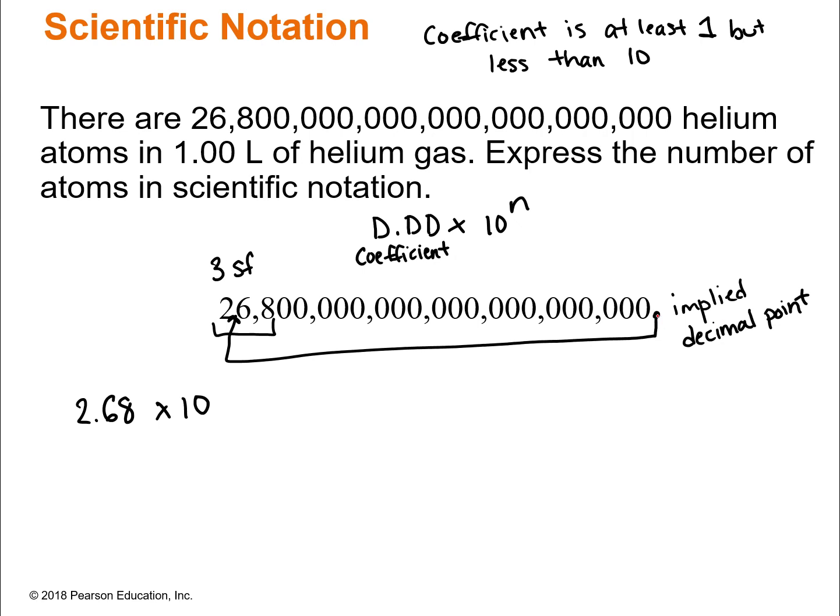We saw, okay, we've got a decimal point at the end. We moved it all the way up here so we can get our coefficient. Now we've got to count our way back to where the decimal should be. 1, 2, 3, 4, 5, 6, 7, 8, 9, 10, 11, 12, 13, 14, 15, 16, 17, 18, 19, 20, 21, 22. 22 decimal places.